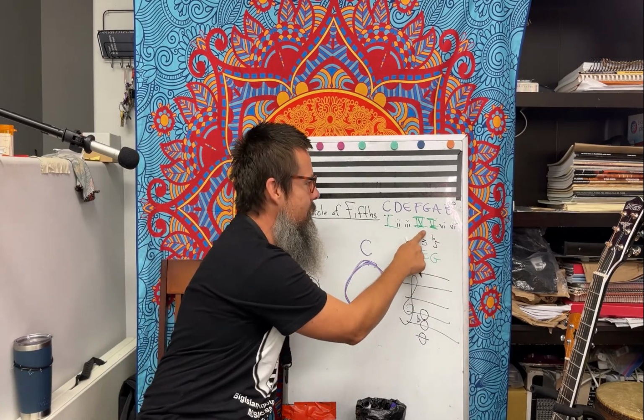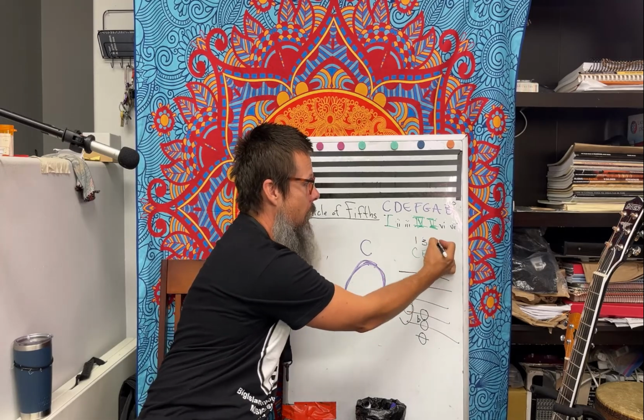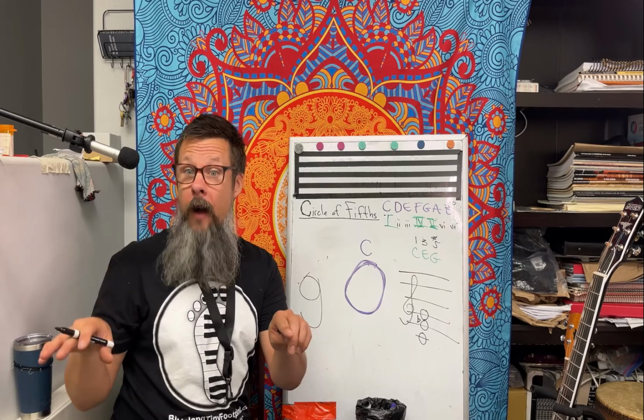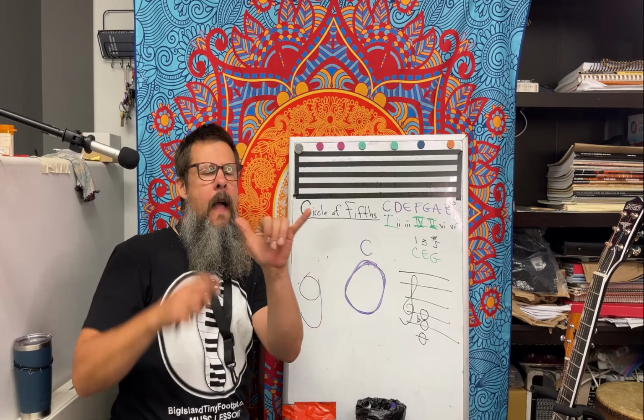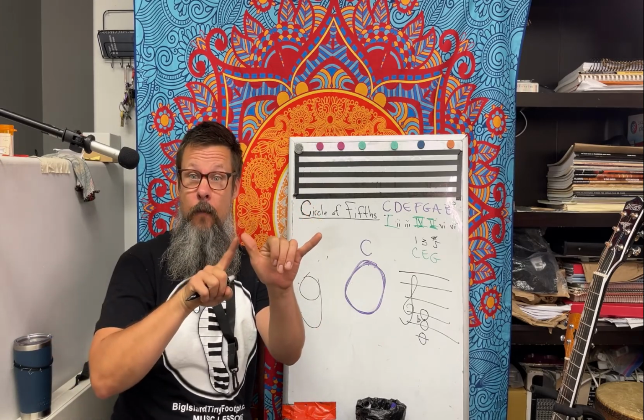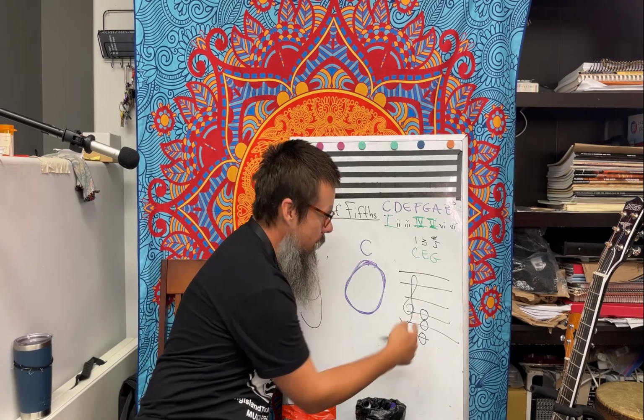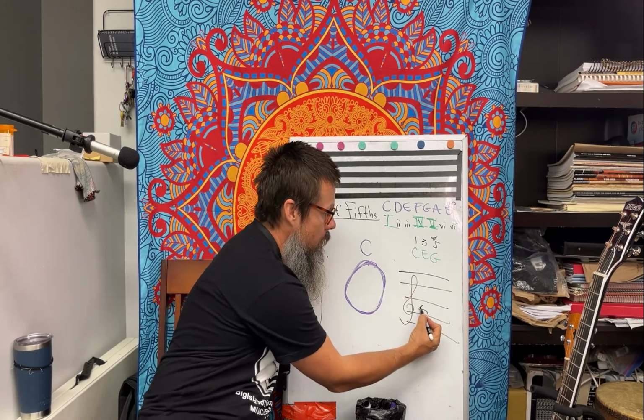An augmented keeps a natural 3 and then sharpens the 5. When we do that, it gives a feeling of dissonance, from the 1 to 5 no longer being a perfect 5th and now going to the minor 6th, or that augmented 5th. That notation in the key of C would look like this.